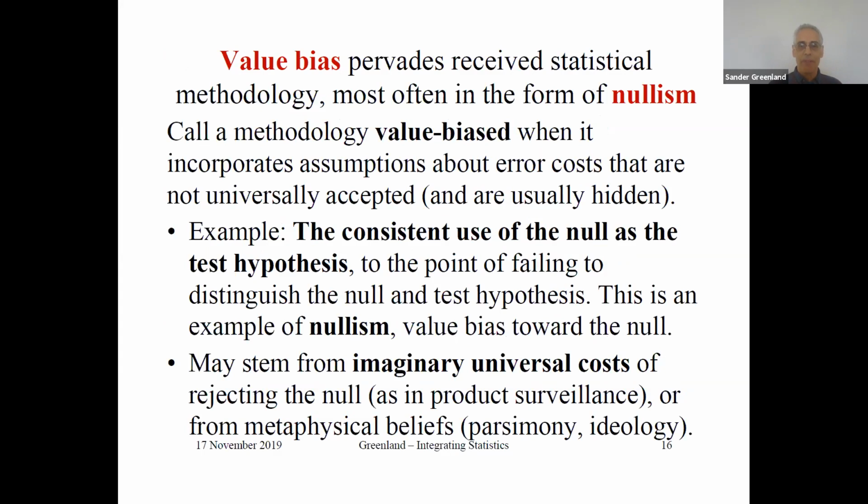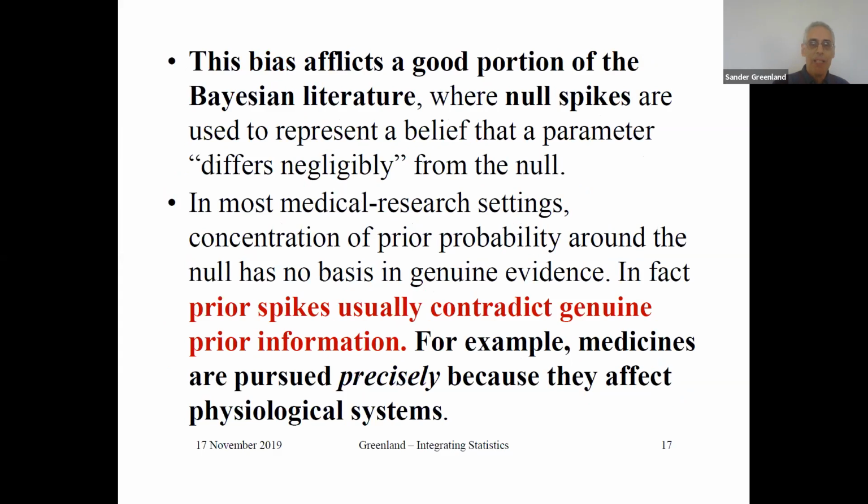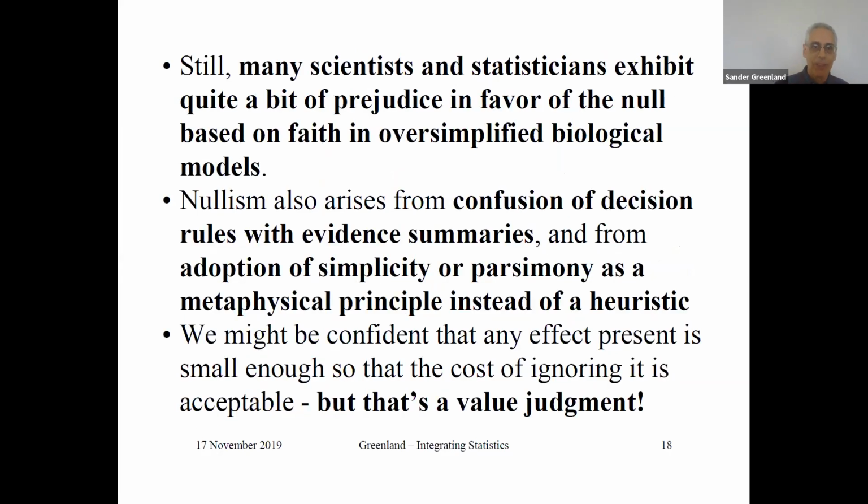This is an example, all that is an example of value bias, and that pervades received statistical methodology, most often in the form of nullism. I'm going to rush through these in the time. This bias affects a good portion of the Bayesian literature, as I mentioned, where null spikes are used to represent a belief that a parameter differs negligibly from the null, as if it's been established what's negligible. They should be using interval tests in those cases where they do establish that. In most medical research settings, concentration of prior probability around the null has no basis in genuine evidence. In fact, prior spikes usually contradict genuine prior information. For example, medicines are pursued precisely because they affect physiological systems. That's the reason we study them.